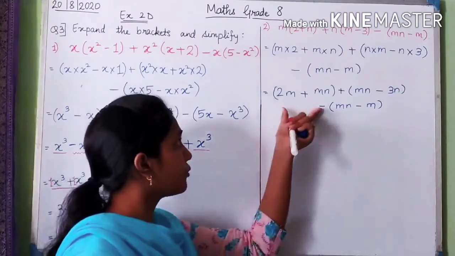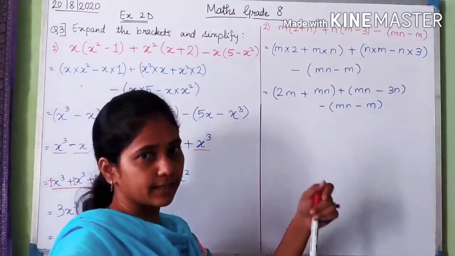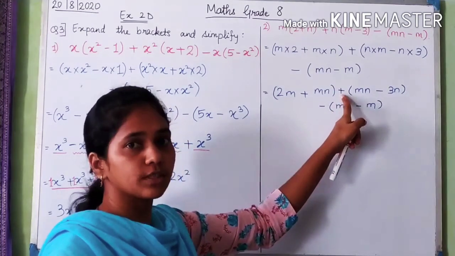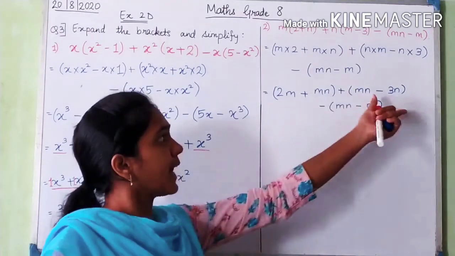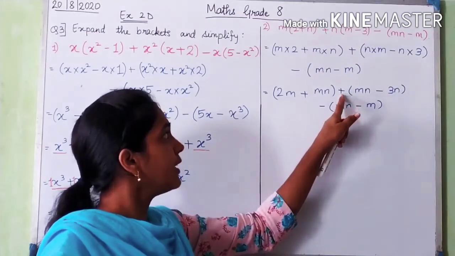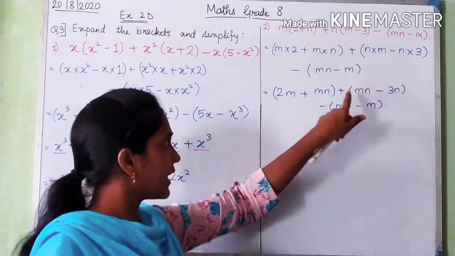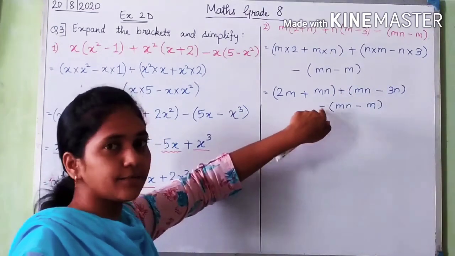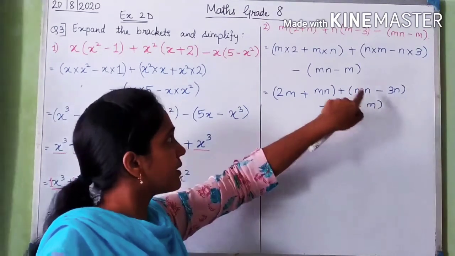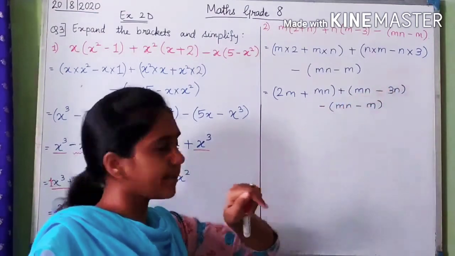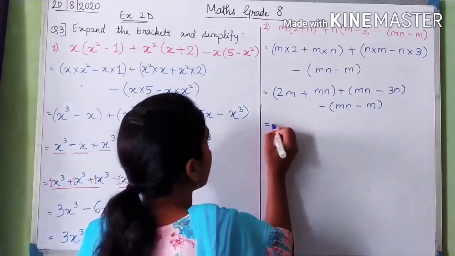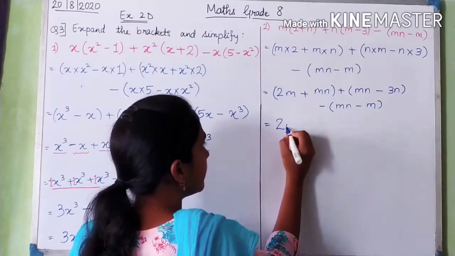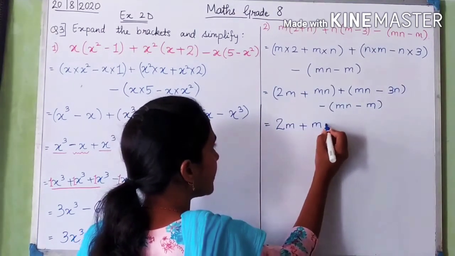Okay. Now I have to remove these brackets. So to remove these brackets, I will have to multiply the sign which is outside. To remove these brackets, I have to multiply the sign to each term. There is nothing outside, but there is a sign outside. Here there is a plus sign. Here there is a negative sign. So we have to multiply this sign to each term which is there inside the bracket. Okay. So the first one remains the same because there is a plus sign. 2m plus mn will remain same.